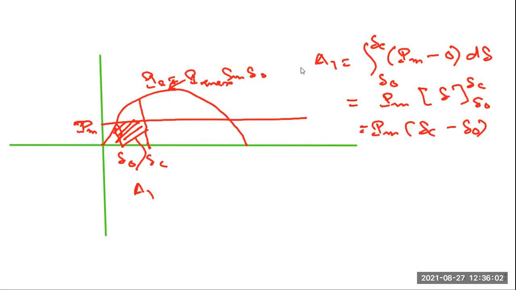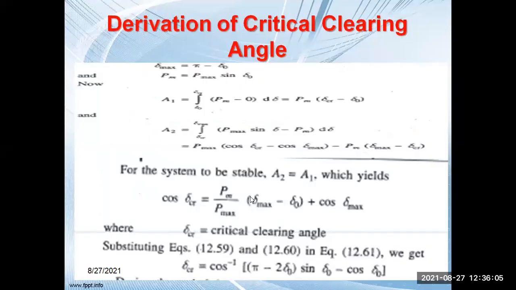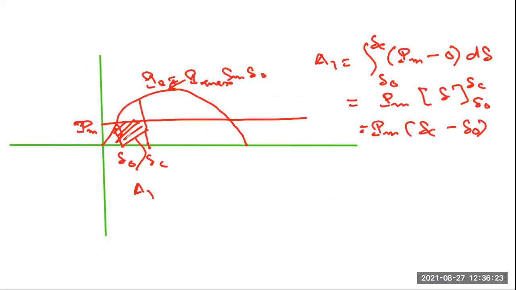Okay. Now we'll calculate the decelerating area, the next part. That is the integral from delta C to delta max of P max sine delta minus PM, and then we have to integrate and substitute the limits. Let us see how to do this. From delta C to delta max, this is your decelerating area, this is your A2. Now we'll calculate A2.